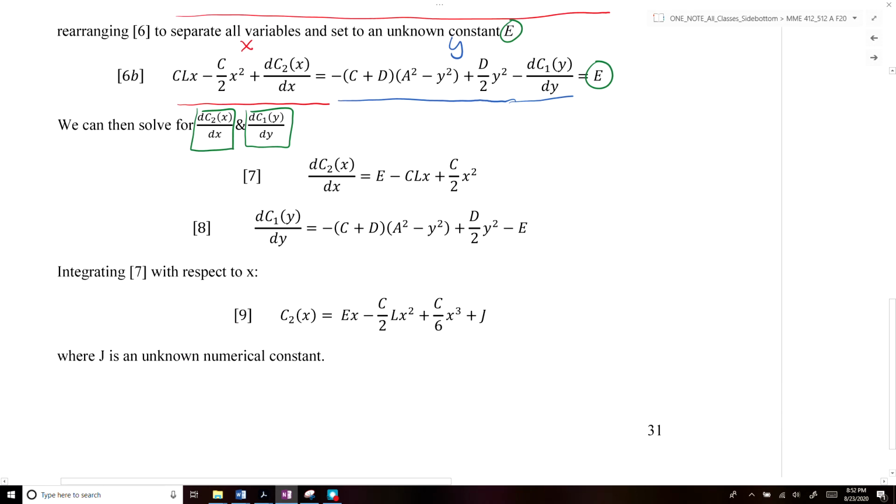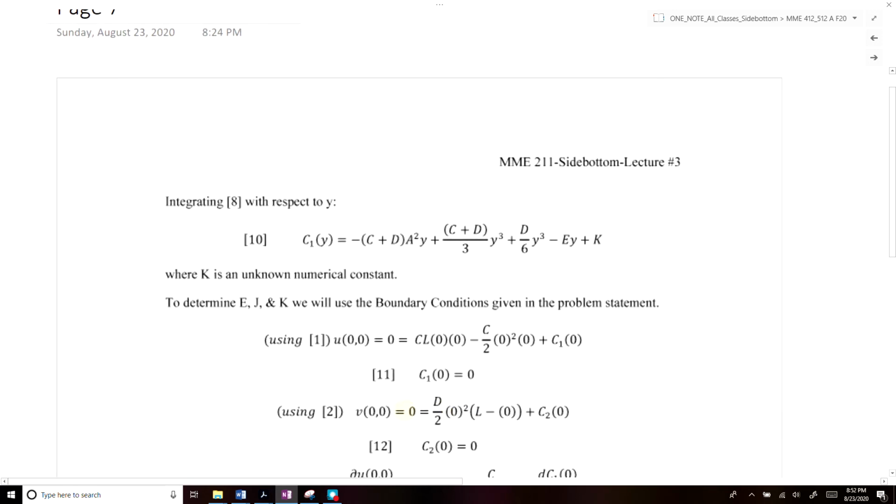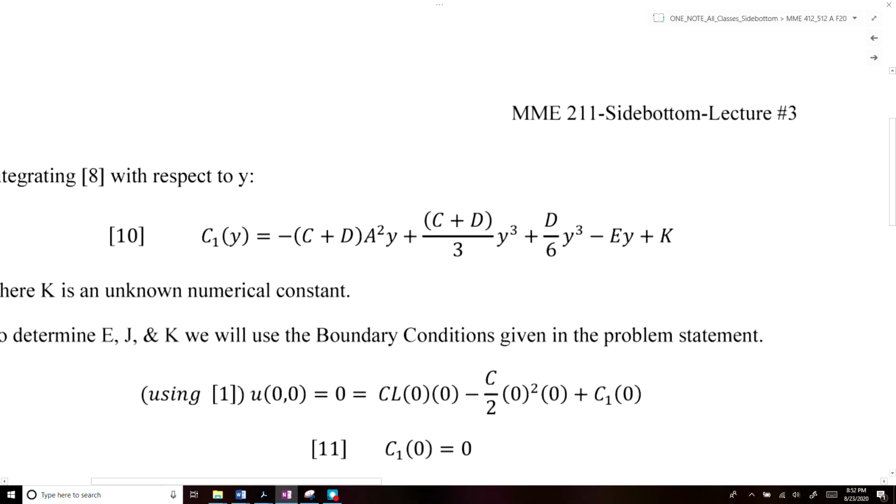So if we integrate them all, we get c2 of x would be equal to this function here, where we have an unknown constant j. In a similar fashion, we can integrate equation 8 with respect to y here, and we get c1 of y.